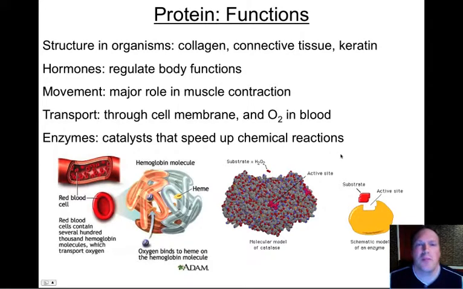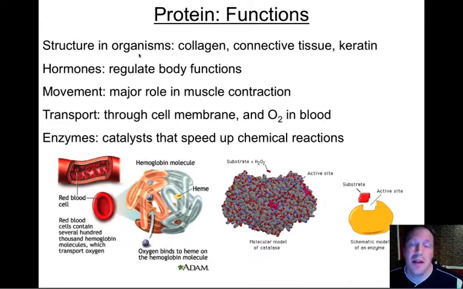So let's talk about what proteins do. That means their function, okay? There's 5 main things we want to talk about here. We're going to talk about structure and hormones, which are chemical signaling molecules, movement, right, like literally moving around, transport of materials through and around cells and through organisms' bodies, and then something called an enzyme. So let's go through this.